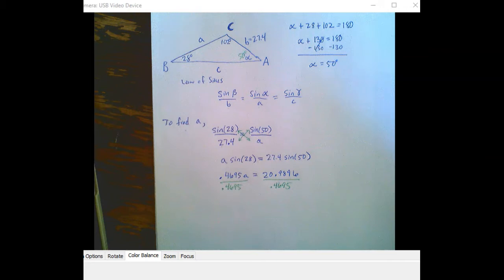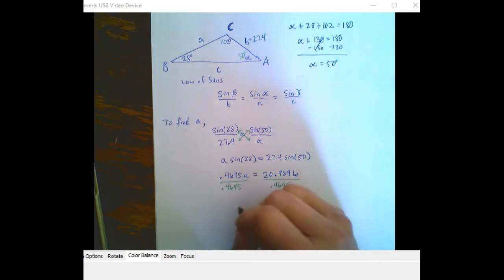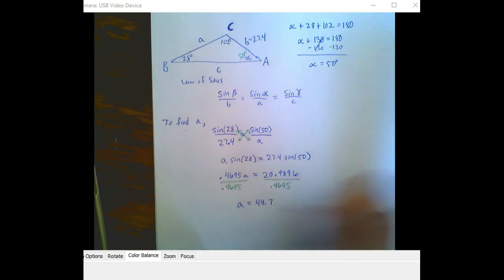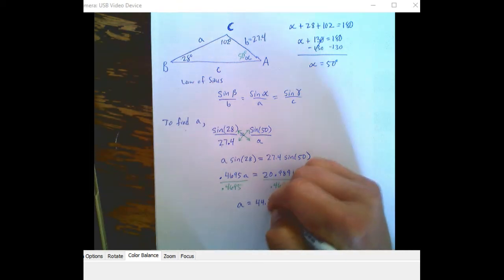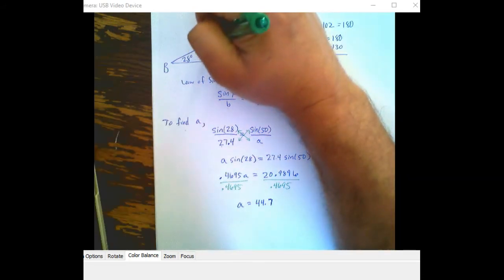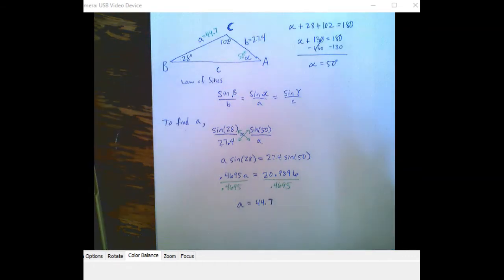So doing that gives a equal to approximately 44.7. So we can round our sides to 1 or 2 decimal places depending on what the problem is. So 44.7 is our a. So I'm going to go back up to a, write that in there. 44.7. This is the side length, so we don't put any degrees on it. Okay? Alright, and that's it. That's how we find a.